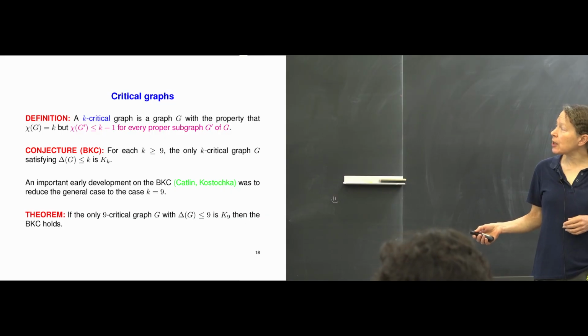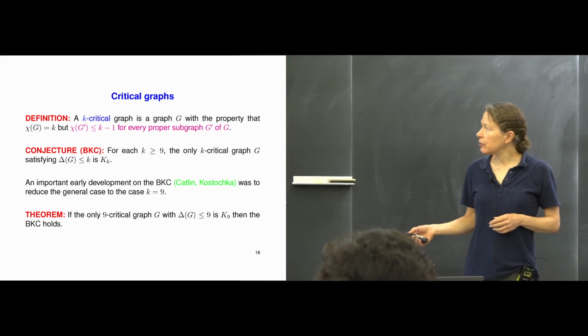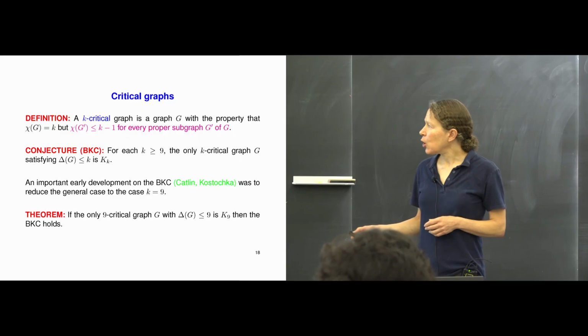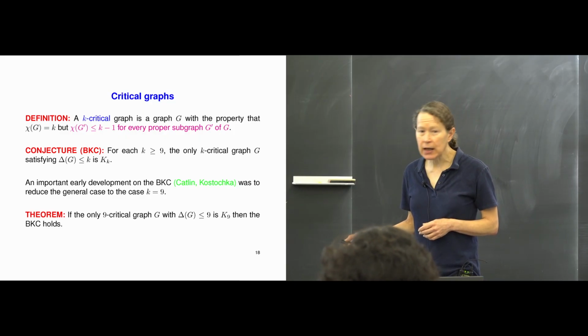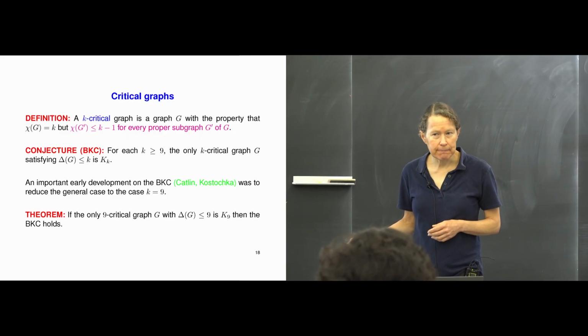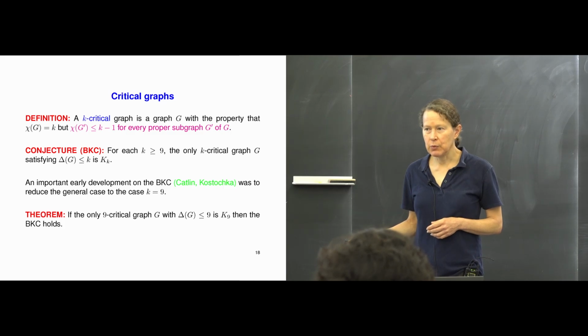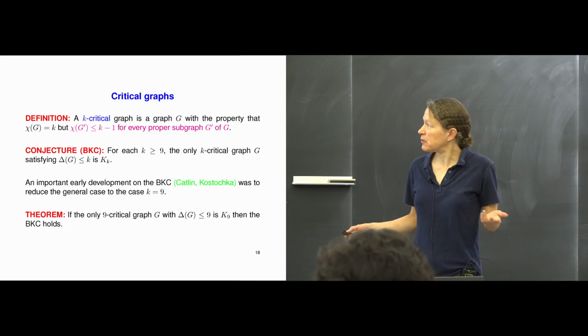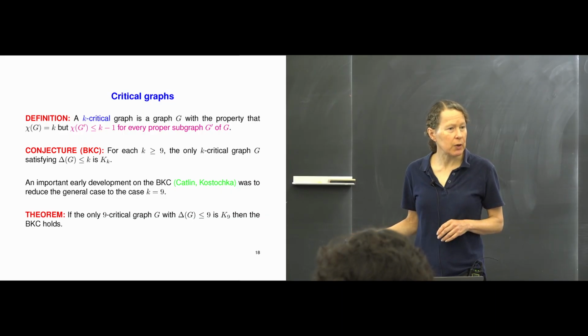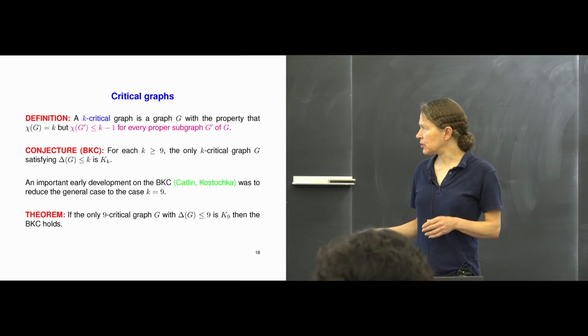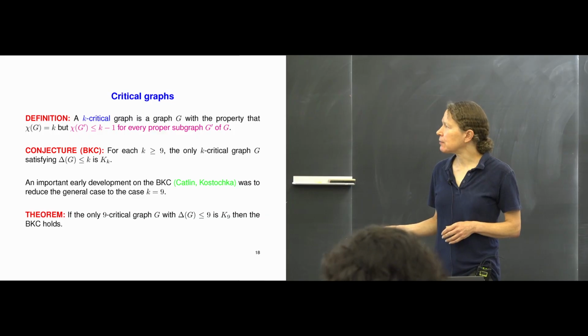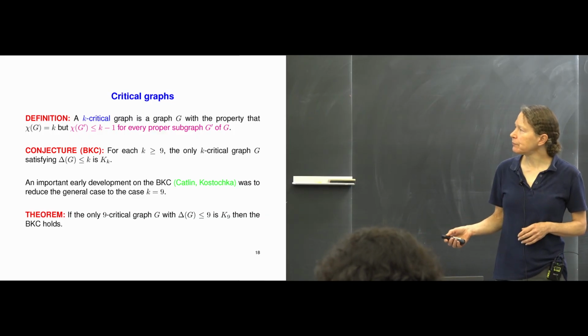So with this definition, one can restate the Borden-Kosachka conjecture in terms of critical graphs by this. For every k at least 9, the only k-critical graph whose maximum degree is less than or equal to k is K_k. That's what it says. And note, interestingly, K_k doesn't even have delta equal to k. It's actually k minus 1. So it's maybe a bit surprising. But that's the restatement of the conjecture.